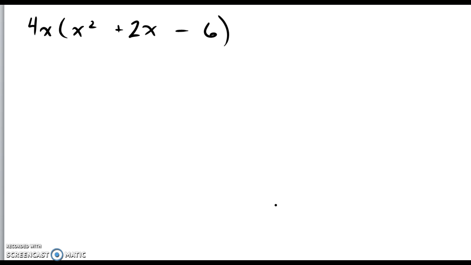And here's an easier one. We're going to do the same process. We're just going to hit all these terms. Actually, why don't you try this on your own? Pause the movie right now.